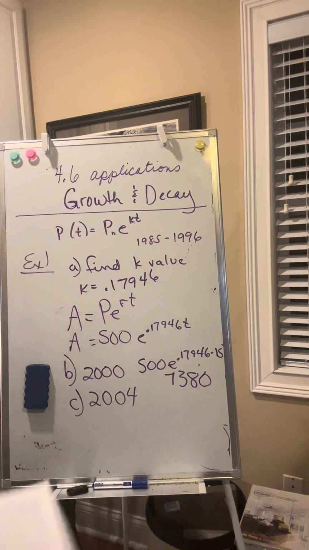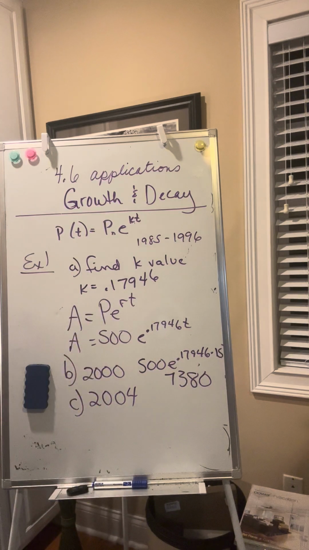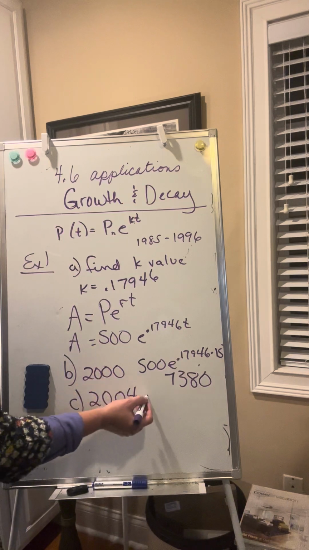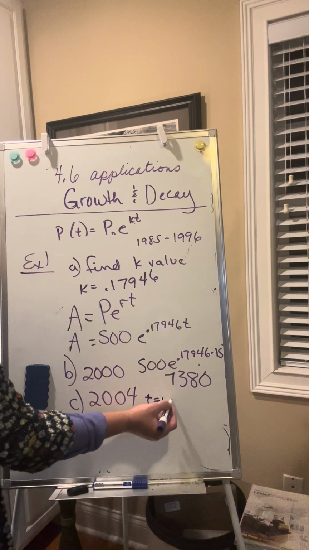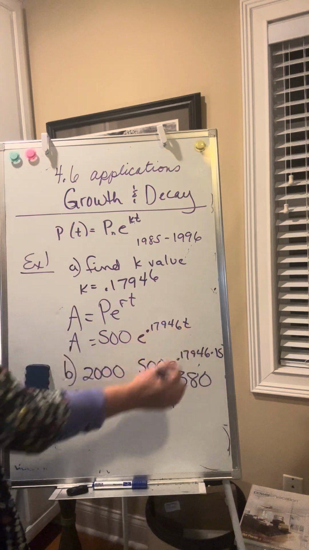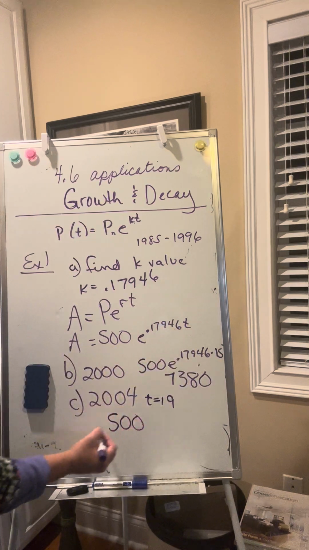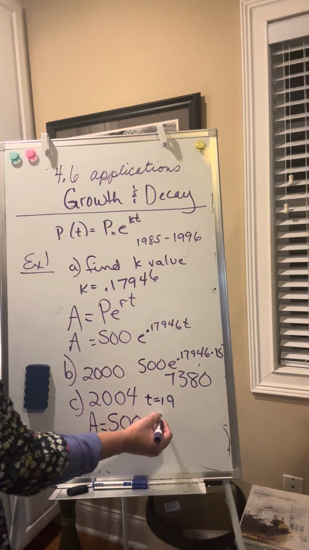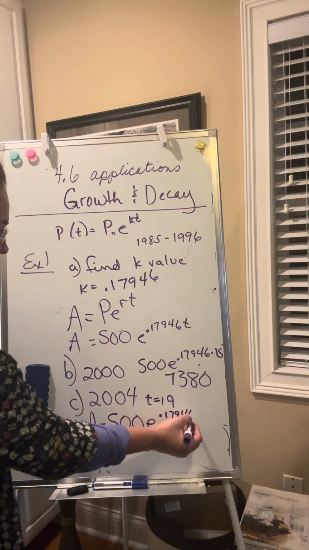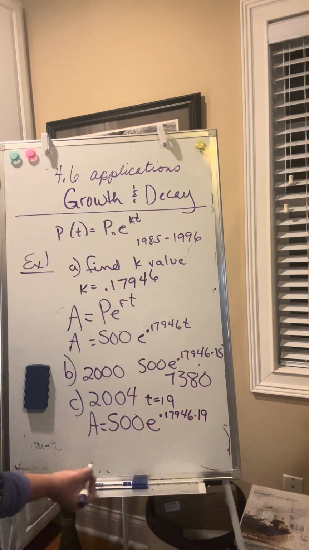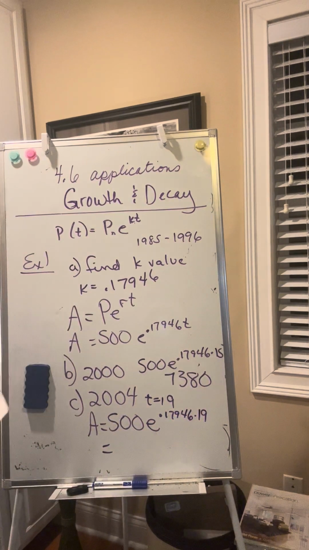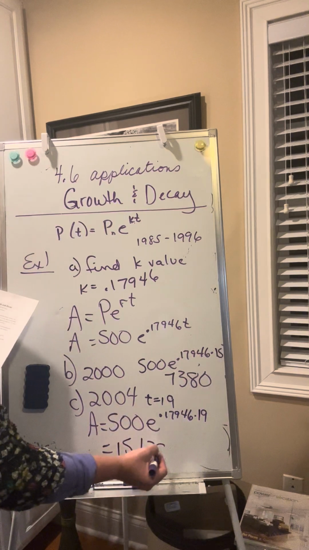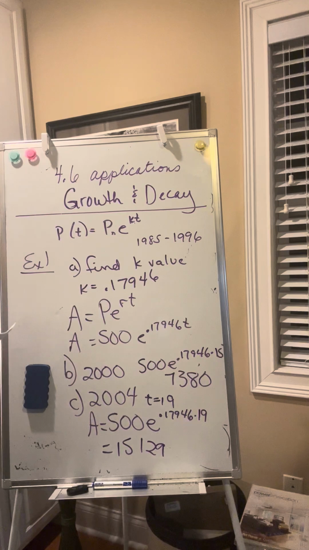Okay, and another example, we could do any year, just according to this model, what does it think should happen? 2004, instead of 15 years later, that's 19 years. So we plug 19 in for t. So what we do in our calculator is A equals 500, the original P, e to the 0.17946, the rate we found, and then we plug in the 19 years. All right, again, check that out on your calculator, and I'm getting 15,129.